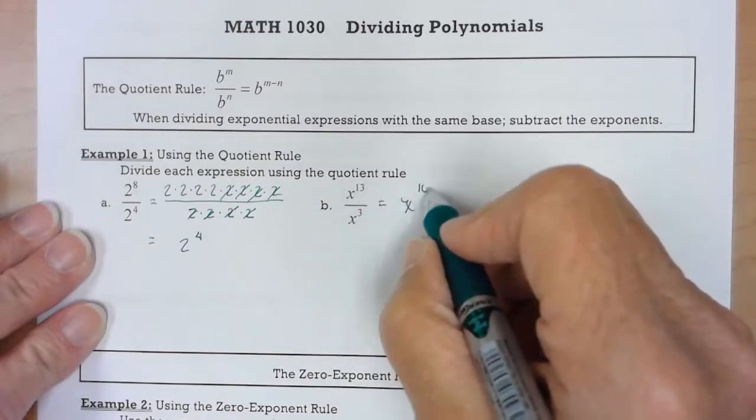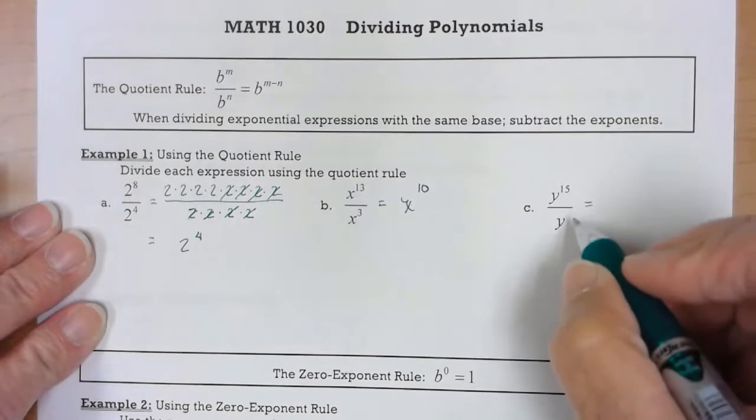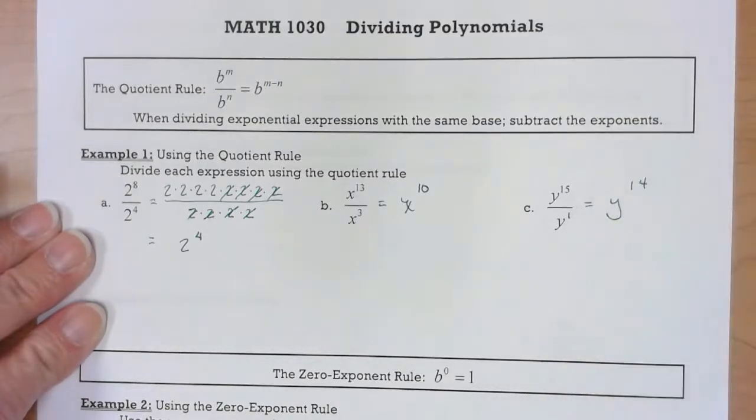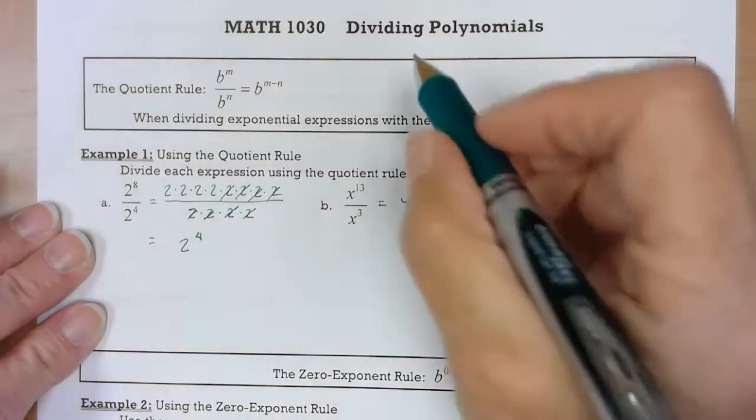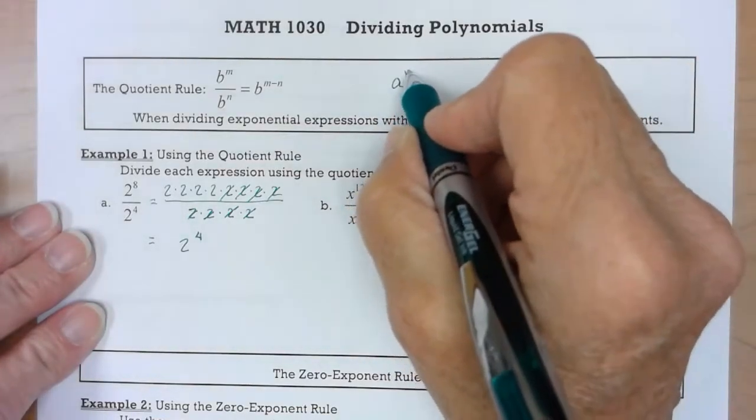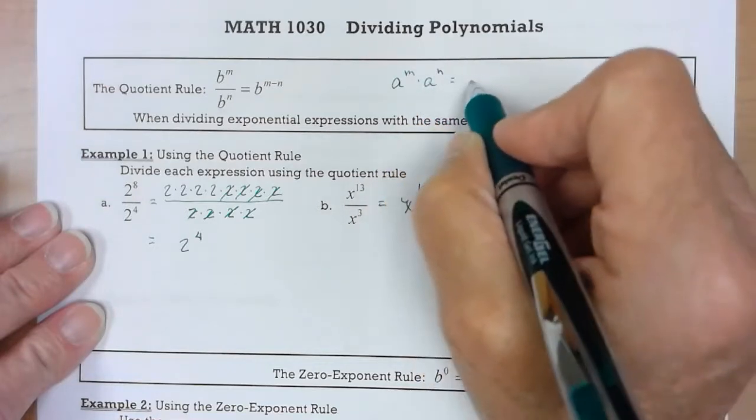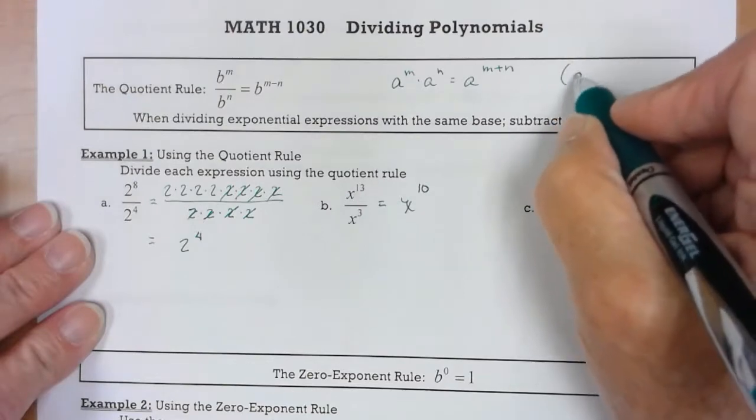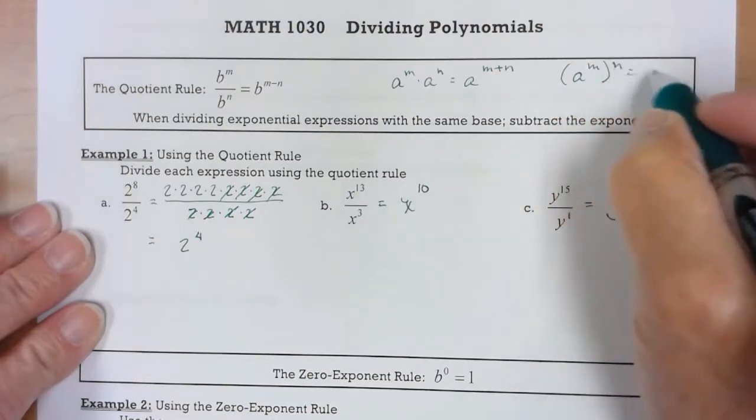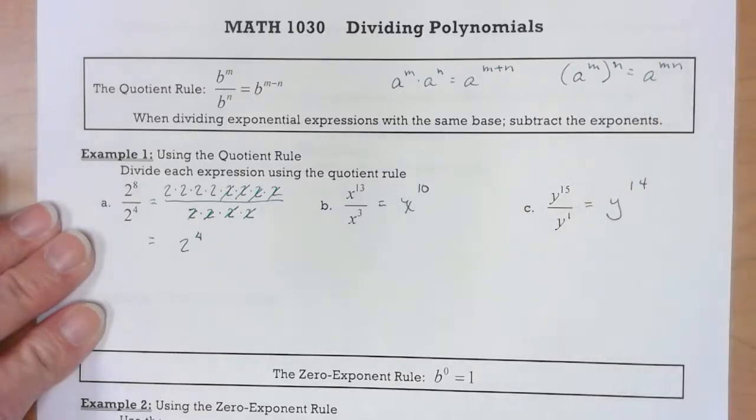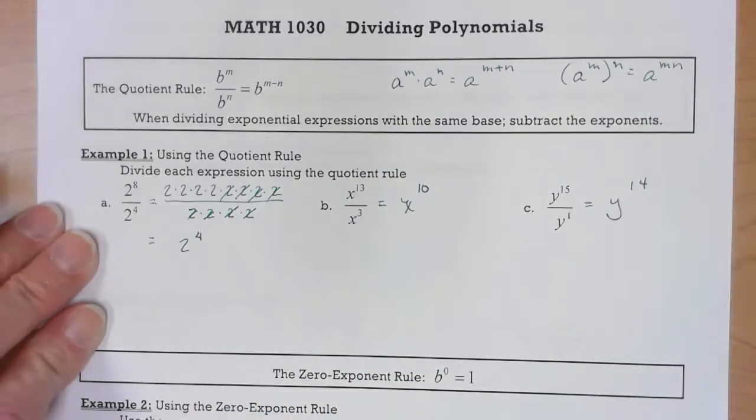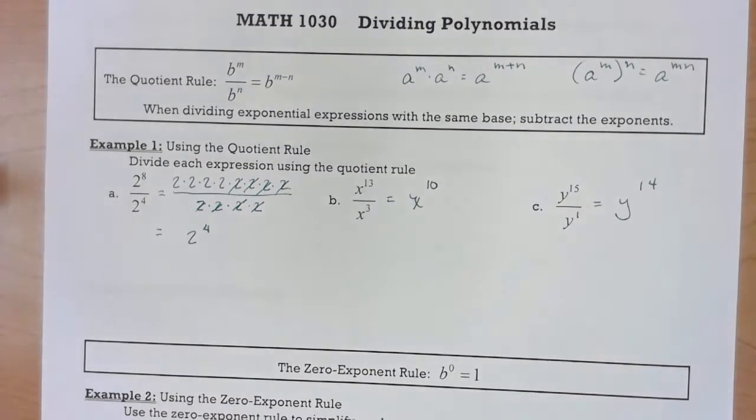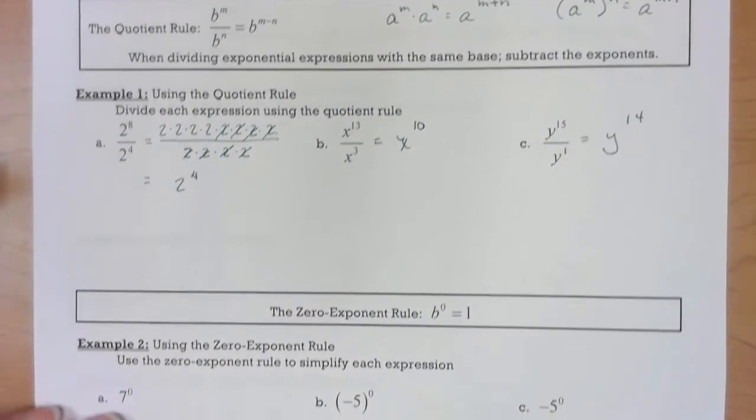I'm going to have x to the 10th. In this one, be careful. This is understood to be a 1, so that'd be y to the 14th. So remember, you have your product rule. And you also have your power rule. If you sort of get the rules confused, expand and go back and do your math. So that's the quotient rule.